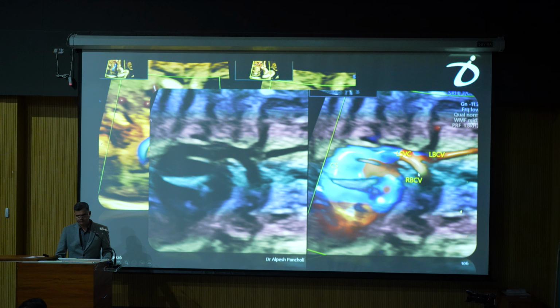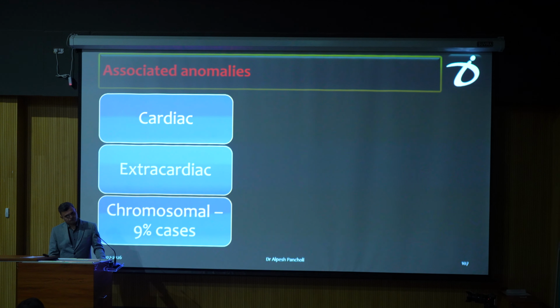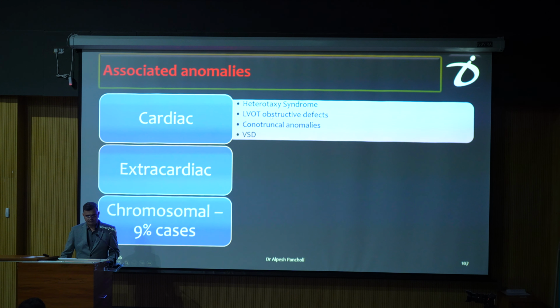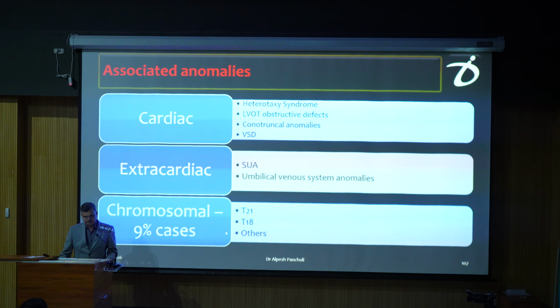So here this is the coronal image showing right brachiocephalic vein joining the left brachiocephalic vein, forming the left SVC, which ultimately drains into the coronary sinus. Associated anomalies: cardiac, extracardiac and chromosomal. It can be associated with heterotaxy syndrome, left ventricular outflow tract obstruction like HLHS or coarctation of aorta. It can be associated with conotruncal anomalies, commonly TOF. Extracardiac, it can be associated with single umbilical artery and umbilical venous system abnormalities. In 9% of the cases, if it is not isolated, it can be associated with trisomy 21 and 18 and others.